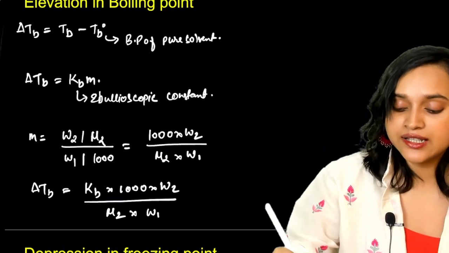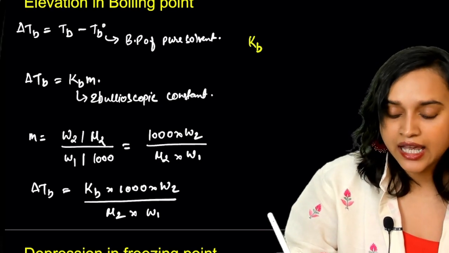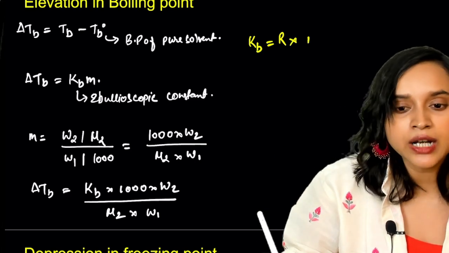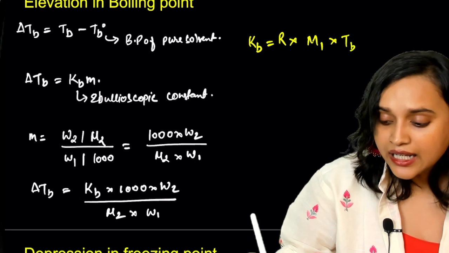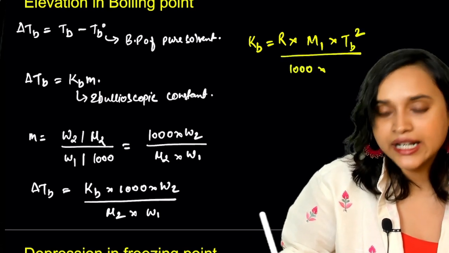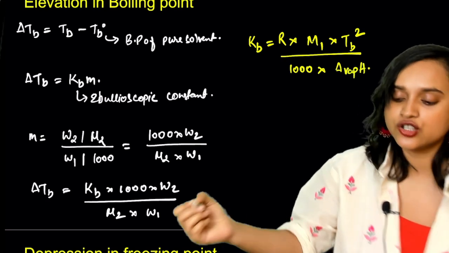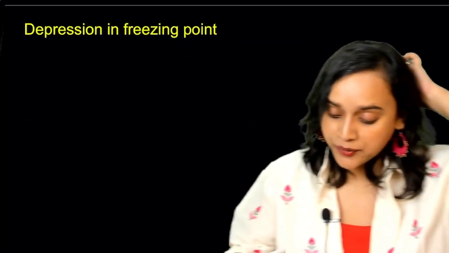And finally, here is a very, very important formula that we will be using quite a number of times. KB is equal to R, the universal gas constant, multiplied with M1 multiplied with TB square divided by 1000 multiplied with delta vaporization H. Okay, latent heat of vaporization, that is what you use for elevation in boiling point.